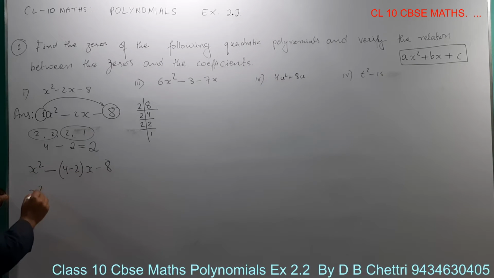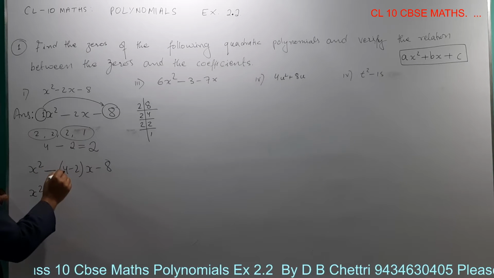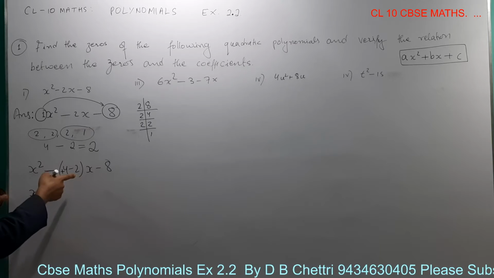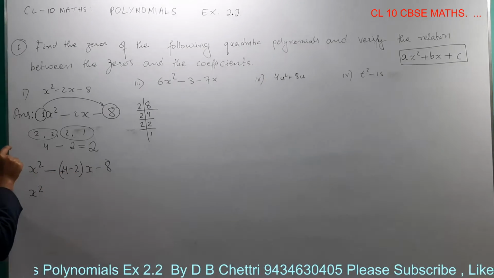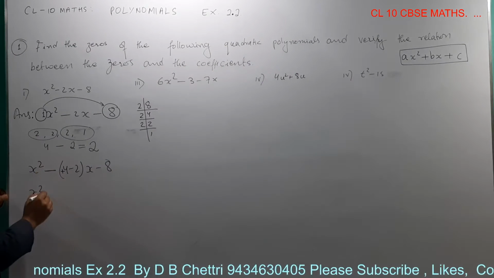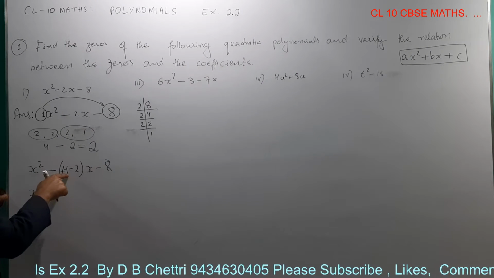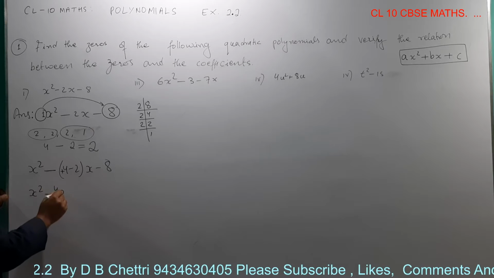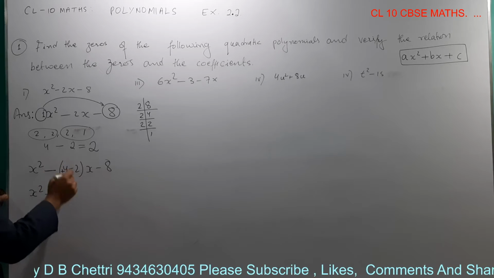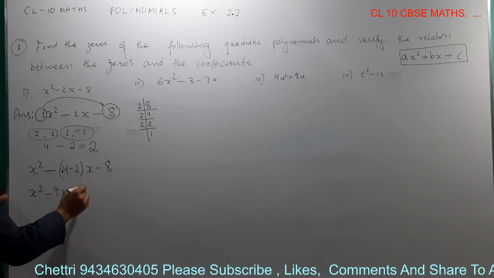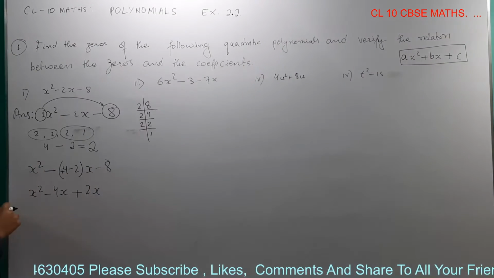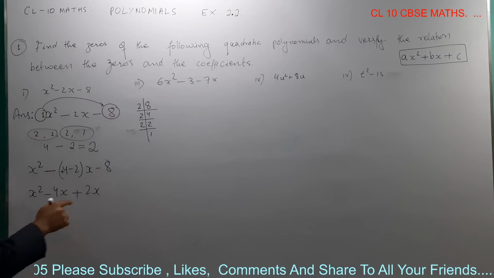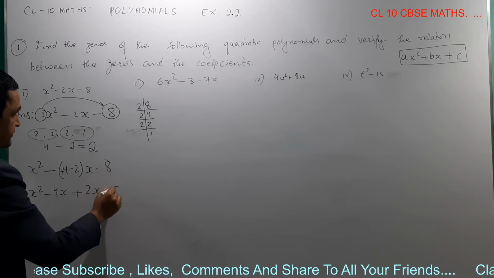Then x square. The minus sign is always in front of the number, not behind the number. Okay, this minus sign is for 2, not for 4. Then minus plus minus 4 into x, 4x, then minus plus 2 into x, 2x. Okay, please take care of minus sign. Minus sign is very dangerous, it will change our answer. Then minus 8 is there.